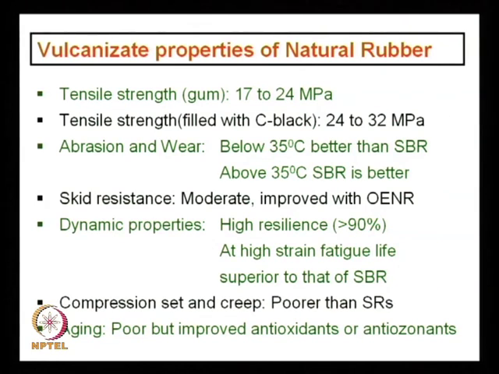Then abrasion and wear. Think of a rubber tire. When it rolls on the road surface, the surface is rough. So, the outside surface of the wheel, which is called the tread portion, gets worn out due to wear and tear, due to friction with the road surface. So, that wear resistance must be there, and there must be road gripping, otherwise there will be skidding of the wheel. After sudden pressing of the brake, it should stop immediately.